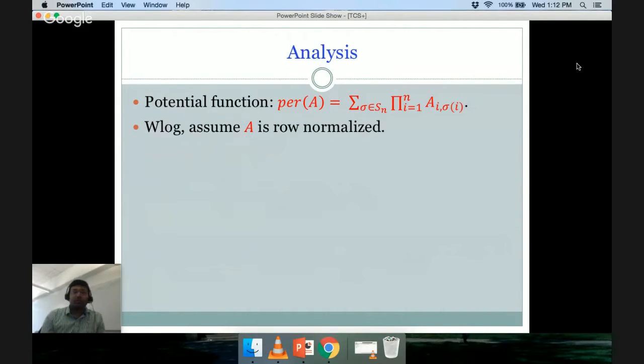So for these algorithms, we need a potential function to measure how much progress we are making, and the potential function they used was the permanent of the matrix A. The permanent polynomial is defined similarly to the determinant, just with no signs. Note that we can, without loss of generality, assume that A is row normalized. It's really easy to make the row sums 1.